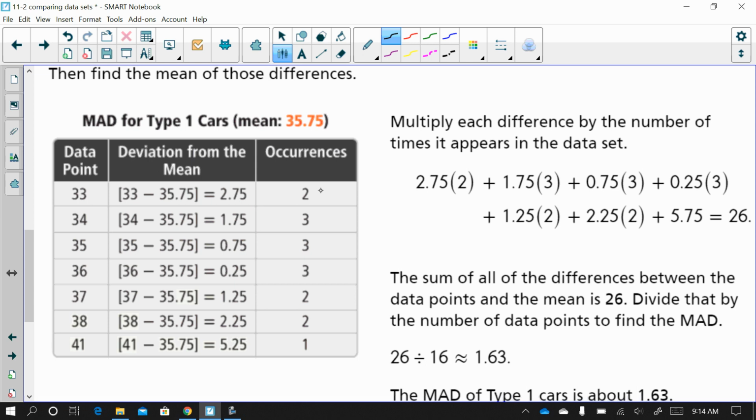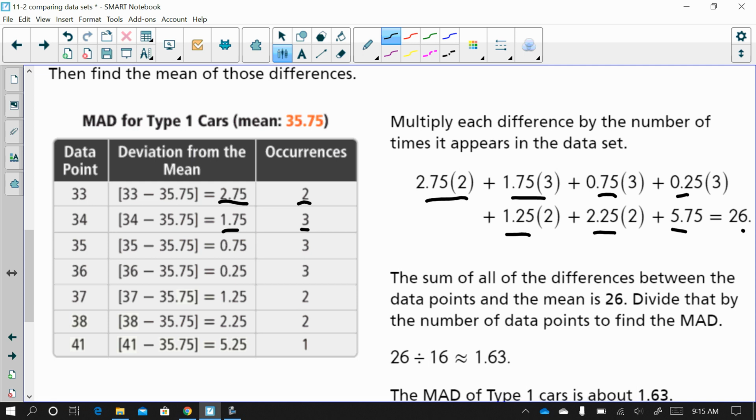Okay, and I had 2 dots at 33. Do the same thing with 34: 34 minus the mean, take the absolute value. 35 minus the mean, take the absolute value. All the way up to 41. I had 2 33s, 3 34s, 3 35s, 3 36s, 2 37s, 2 38s, and 1 41. So instead of adding these over and over again, I can just take this times 2, and then this times 3. That's how they get this, and they keep going all the way through.